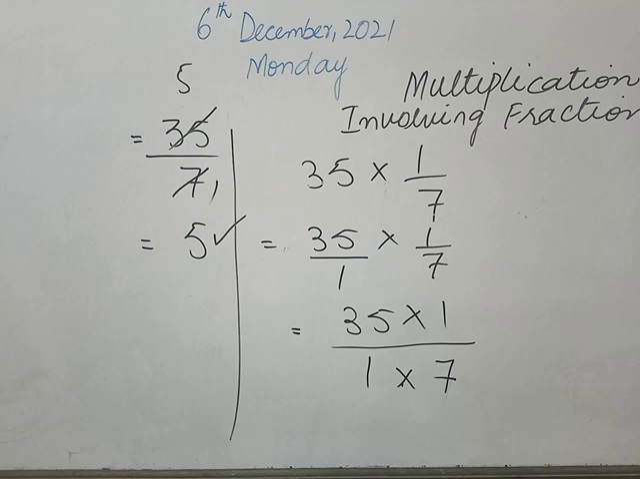In the next step we will multiply numerator with numerator, which is 35 into 1, and there is a sign of fraction. I will write the fraction sign, and then the same thing I will do in the denominator portion. I will multiply the denominator parts also. Fine, because there is a sign of multiplication. In the next step you will multiply, and after multiplication we have 35 by 7.